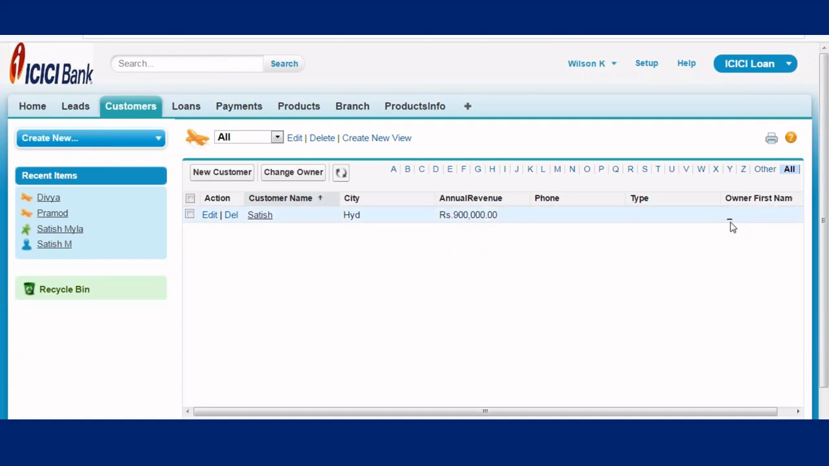Now Q is the owner of the record. Wilson is a part of the queue. Because of the OWD, he is able to see only his record.